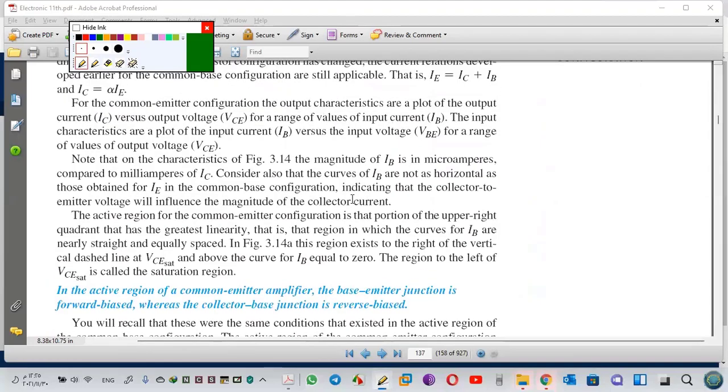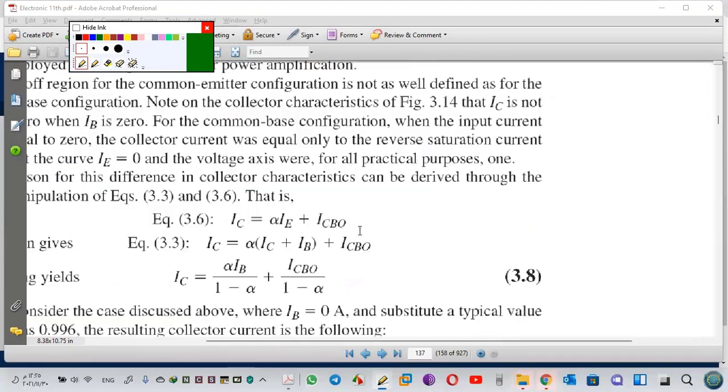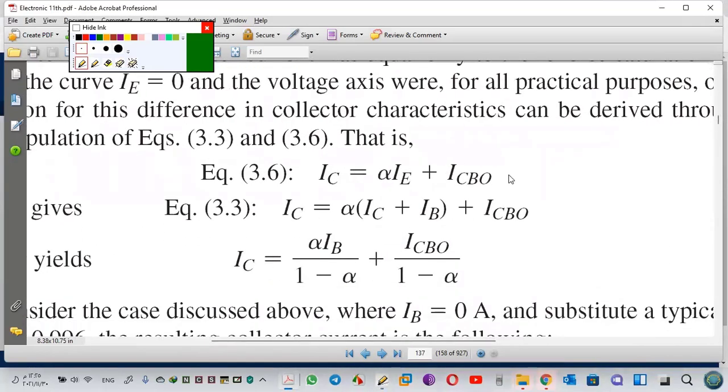Okay, this is the explanation. I explained this before, so same. Here is the explanation why. IC equals alpha IE plus ICBO. You already know this before. Now, IE is IC plus IB. Take IC outside. So now IC equals alpha IB over 1 minus alpha, plus ICBO over 1 minus alpha.